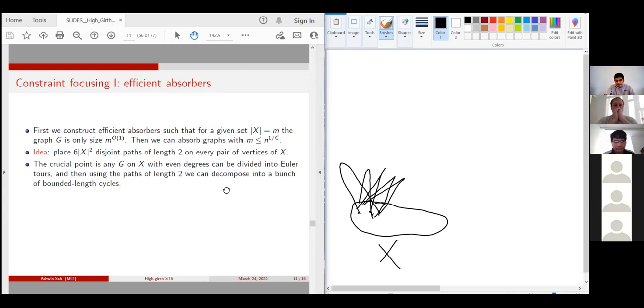And since x has even degrees, what I can do is, let's just look inside x for a moment. I can decompose it into Euler tours, or basically cycles, because of the Euler tour theorem. So this is actually, you could say, the oldest theorem in graph theory.